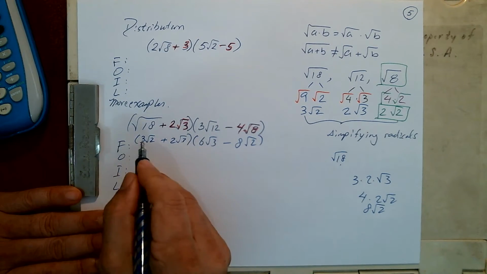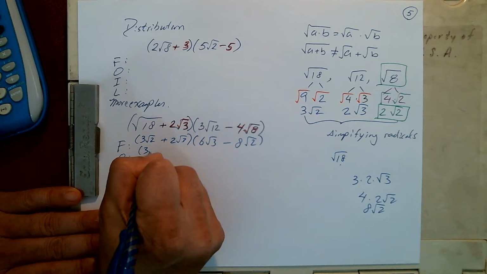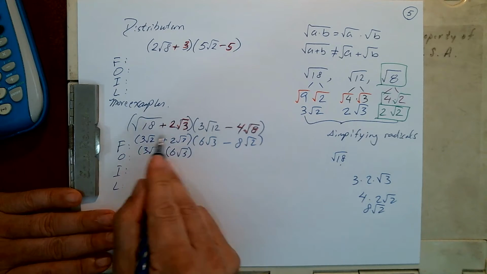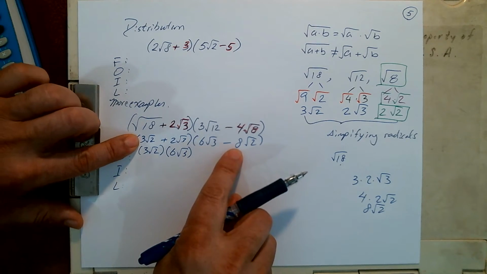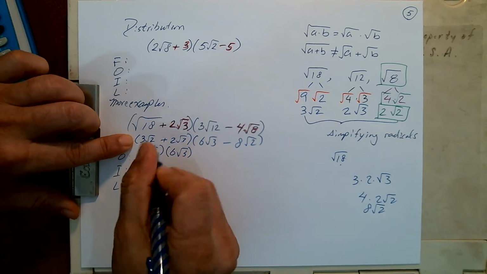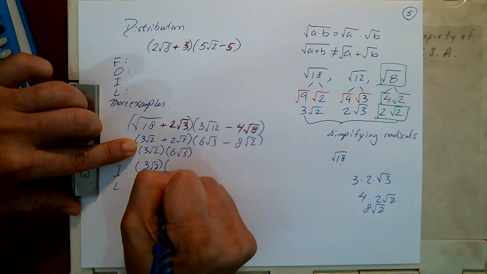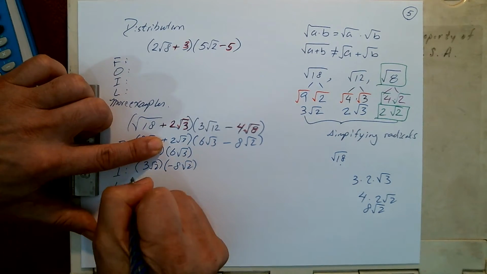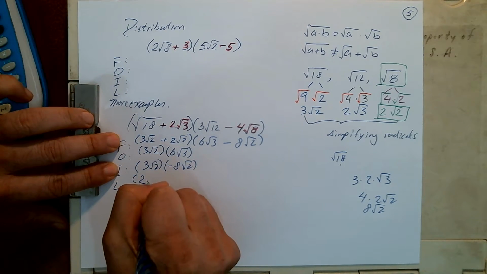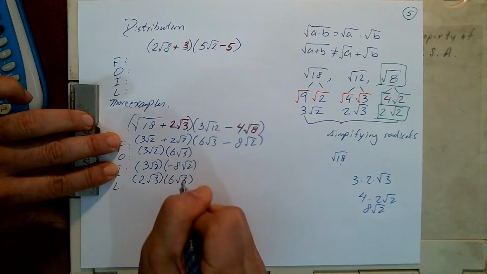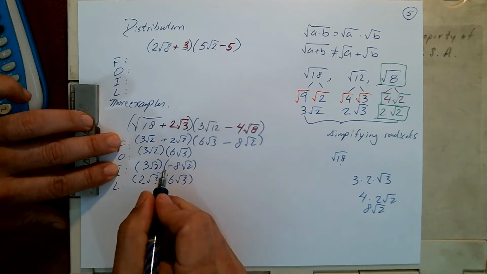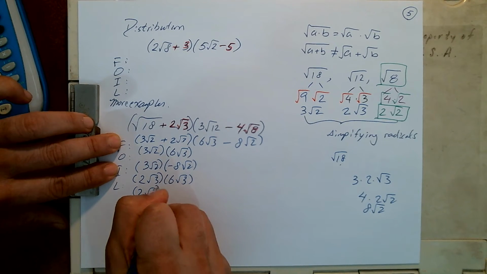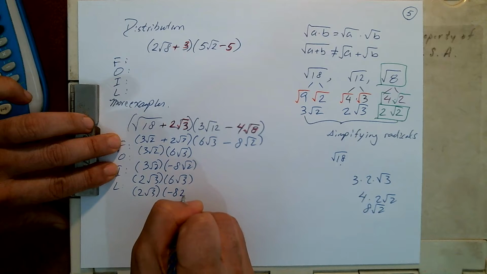So we're going to FOIL it out first. First is 3 root 2 times 6 root 3. Outer, the two outer ones, there's a minus right there. 3 root 2 times negative 8 root 2. The two inner ones right over here: 2 root 3 times 6 root 3. And lastly, 2 root 3 times negative 8 root 2.